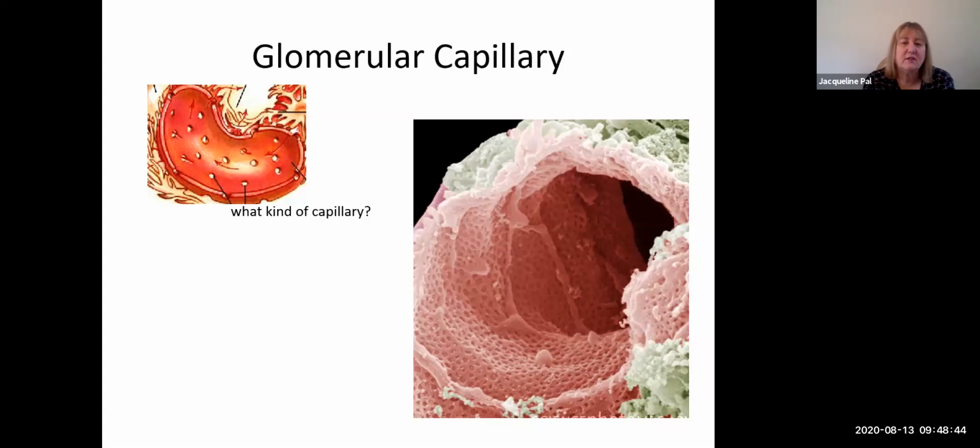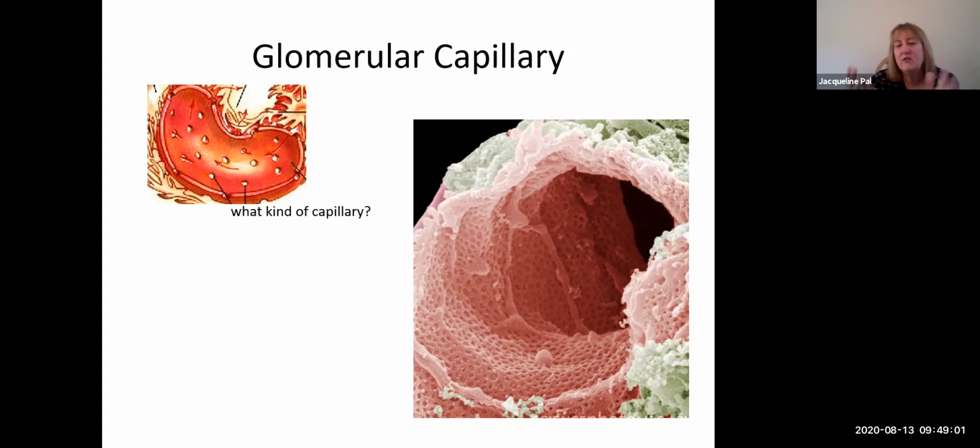Looking closely at the glomerular capsule, there's a cartoon drawing in the upper left, but there's a real scanning photomicrograph on the right side. Take a moment and look at this and try to figure out which of the three types of capillaries you think this is.